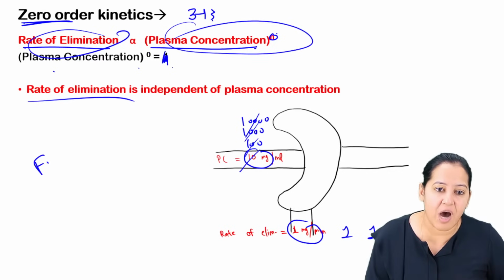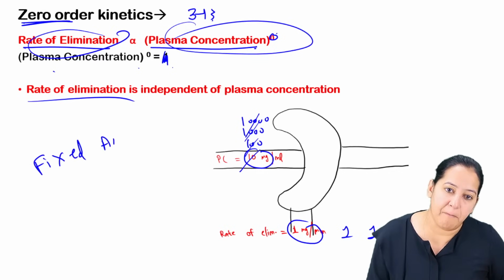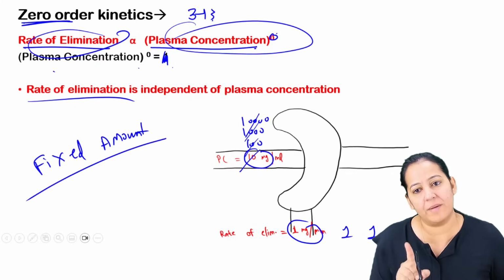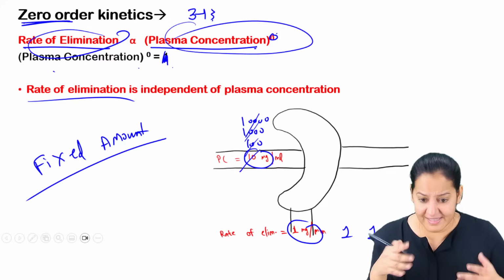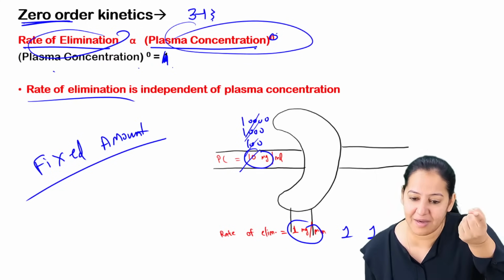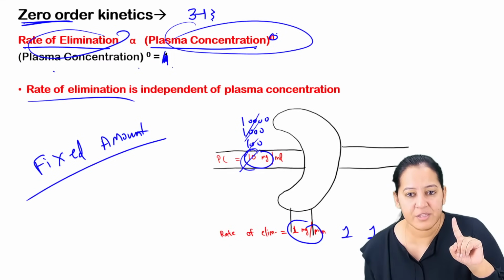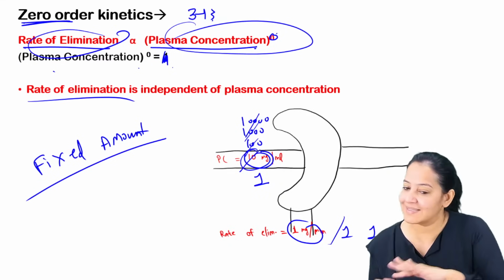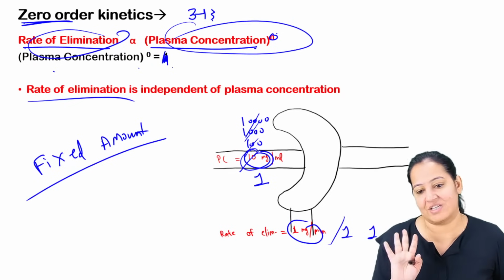So here a fixed amount of drug is excreted every time, a fixed amount, है ना? It is 1 milligram only per minute. It is just an example, है ना? It doesn't depend on plasma concentration. You are increasing the plasma concentration or reducing the plasma concentration. Instead of 10, if it is 1 also, still it is 1. So you are increasing or reducing, doesn't matter. Kidney will excrete a fixed amount of drug.